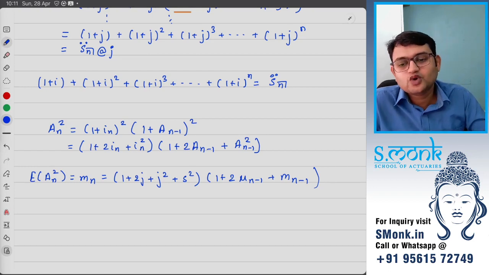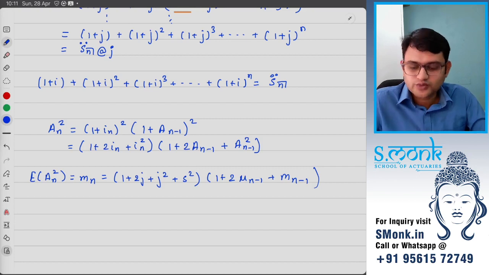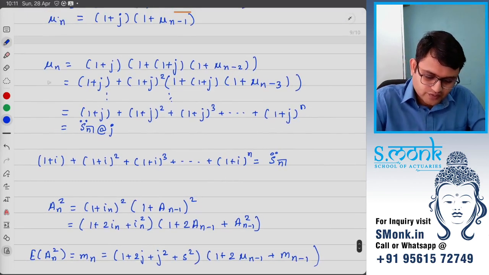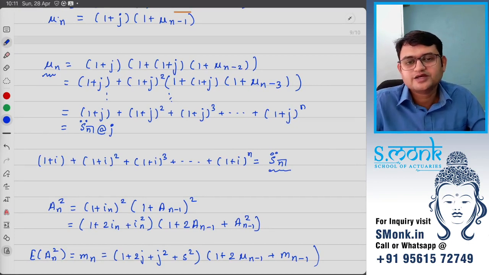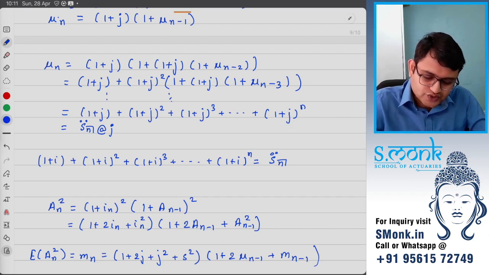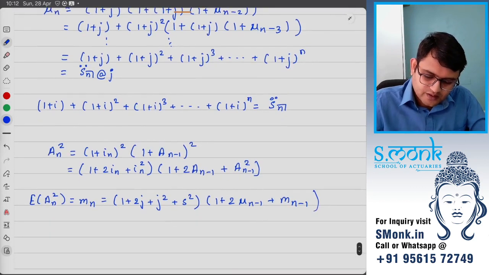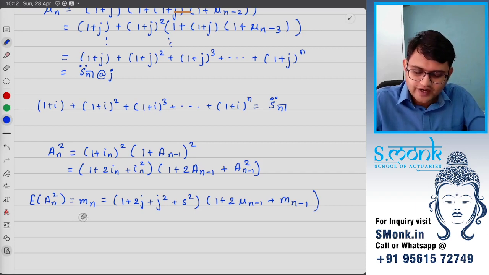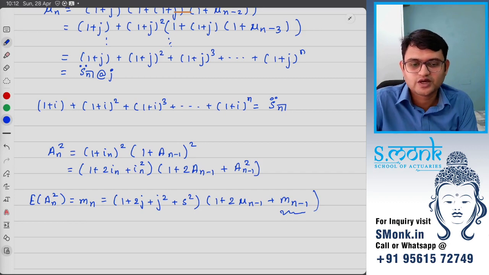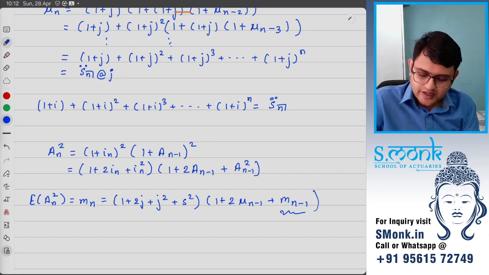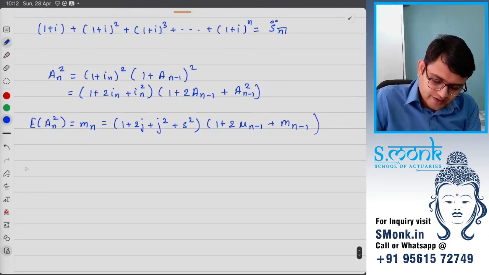So again, if we know mn minus 1, we already know all the mu's. We found the relationship of all mu's. So mu n is S due n. So mu n minus 1 would be S due n minus 1, and so on. So basically we found all the mu's. Using that, we can find mn if we know mn minus 1. If we know mn minus 1, then we'll be able to find it. And then use that to find the variance.